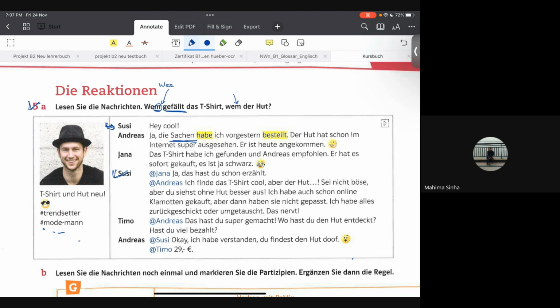Ich habe auch schon online Klamotten gekauft, aber dann haben sie nicht gepasst.